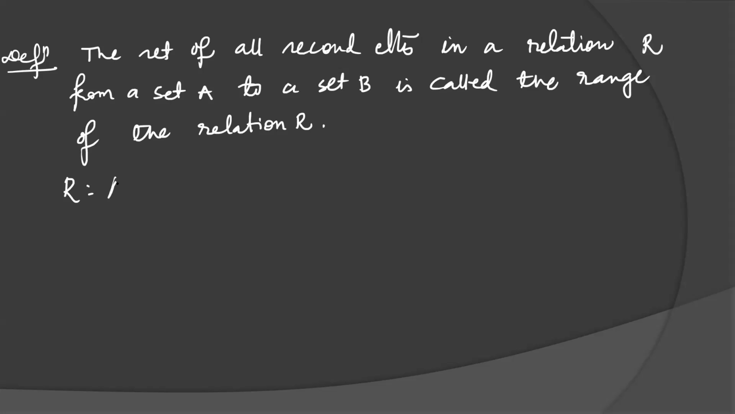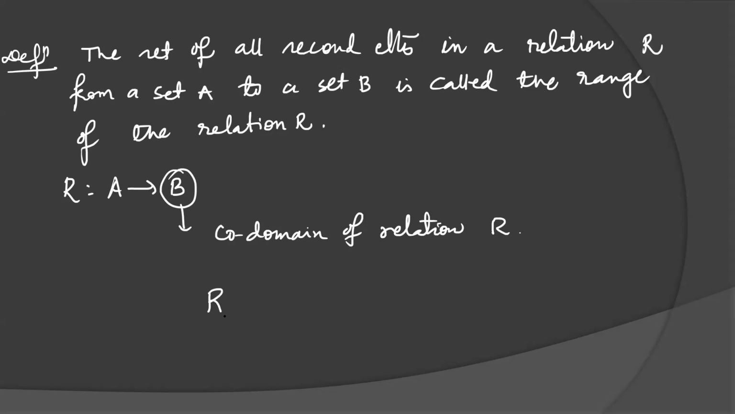If R is the relation from A to B, important point, B is always called the codomain of relation R. A range is always a subset of the codomain. It can also be equal to the codomain, but it is always a subset. If equal, then it will be an equal subset. So these are some important definitions.